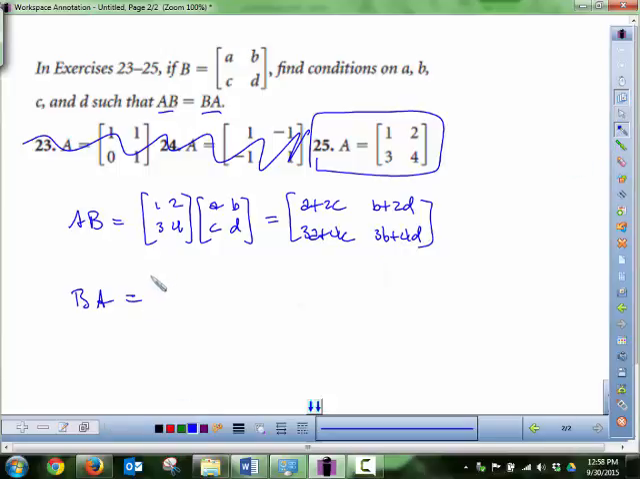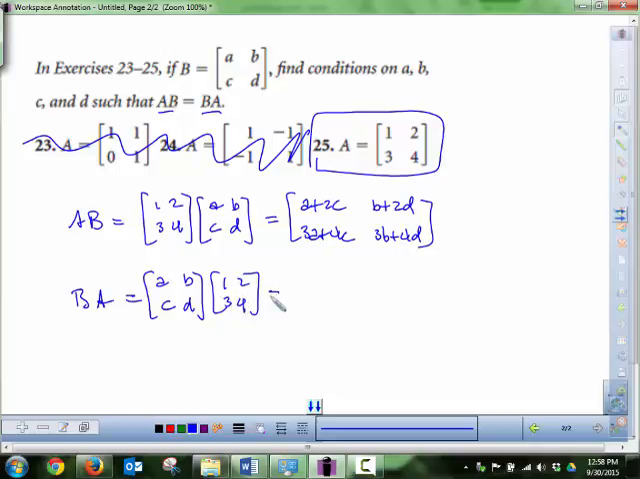Let's figure out the product the other way. Now let's keep it blue. Instead of multiplying by A first, let's multiply by B first. So A, B, C, D, and then 1, 2, 3, 4. So row and column, that would be A plus 3B, 2A plus 4B, C plus 3D, and then 2C plus 4D.